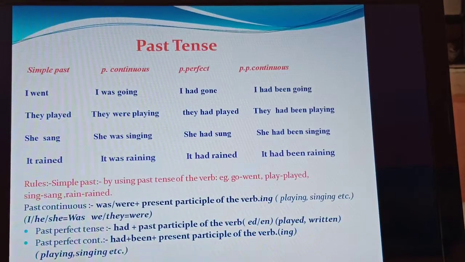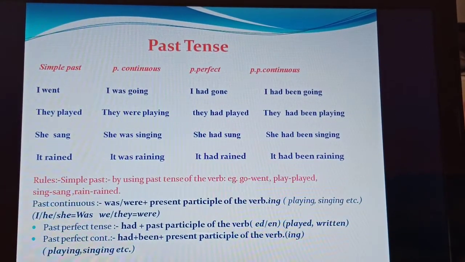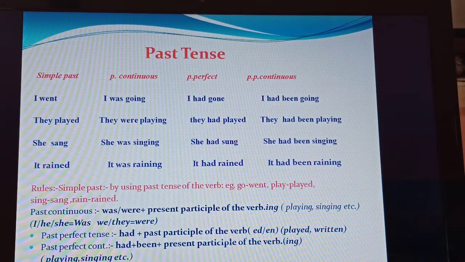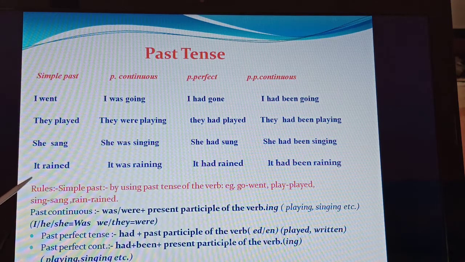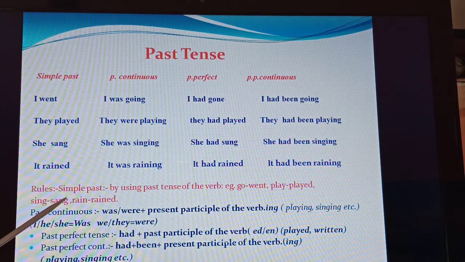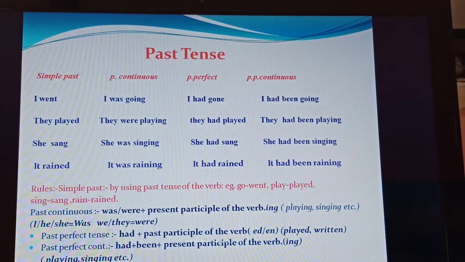Okay. Now you see here, go to went is the simple past. Then again, they played, I went, she sang, it rained. How do we make simple past? By using the past tense of the verb. Go to went, play to played, sing to sang, rain to rained. It is called simple past.